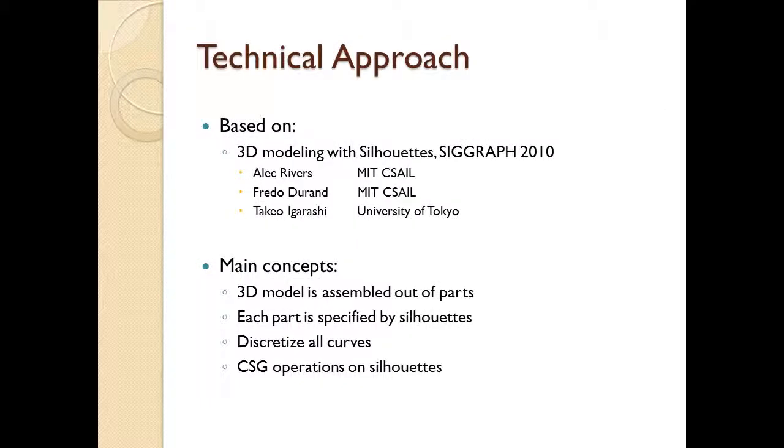The main technical approach and the key concept on which the tool has been developed are based on a SIGGRAPH paper presented in 2010 titled 3D Modeling with Silhouettes. The basic approach is to break the complex 3D model into simpler parts and then model each part separately. The input is limited to 2D. Silhouettes are drawn for one part at a time and then converted to a 3D model for that part. These parts are later positioned and combined to form the complex 3D model. All the curves are discretized, which makes the CSG operations easier.